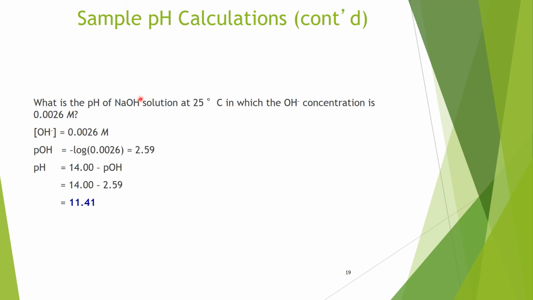All right, so let's do this one. What is the pH of a sodium hydroxide solution at 25 degrees Celsius, in which the OH concentration is 0.0026 molar? Okay, so the amount of OH is 0.0026. So what you can do is find the pOH. The pOH is going to be minus log, and that's 2.59. And the pH is going to be 14 minus the pOH, and so you get 11.41.